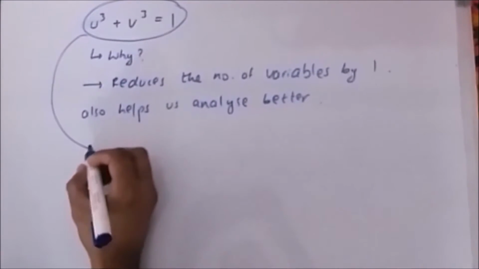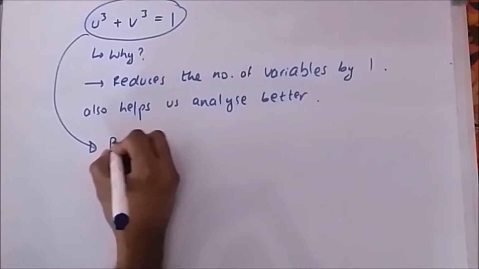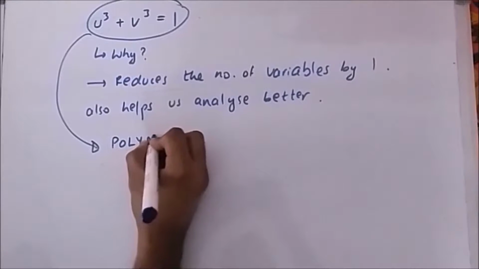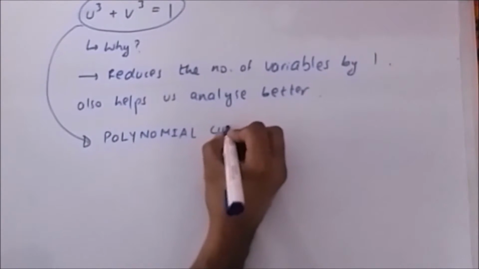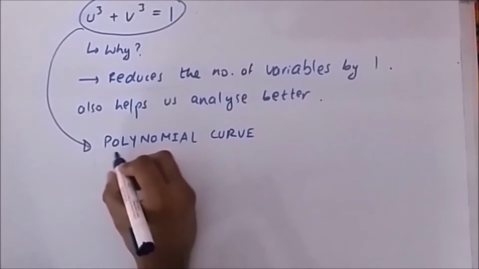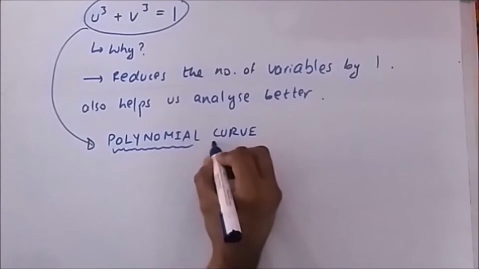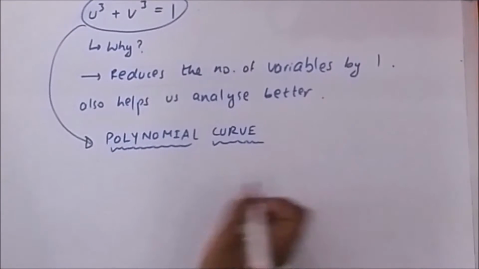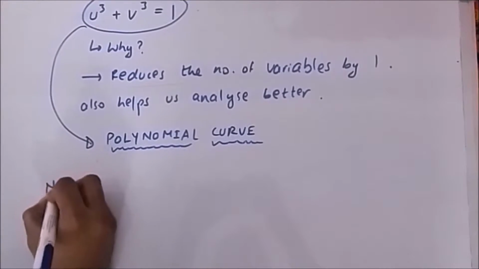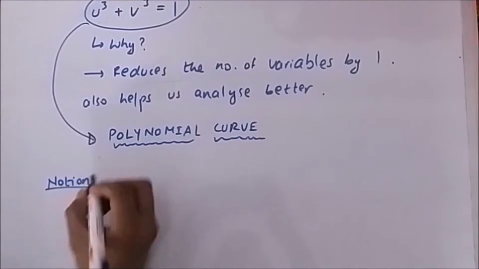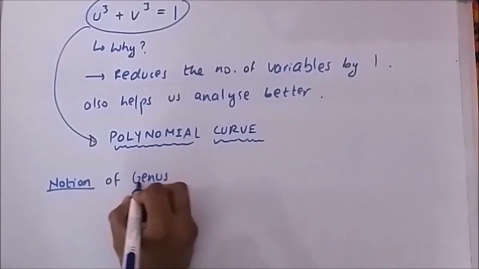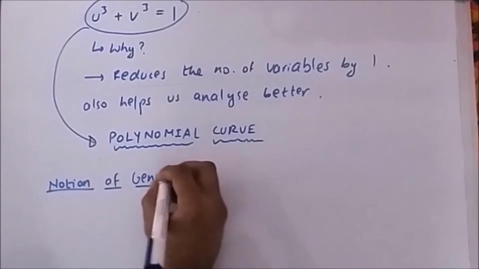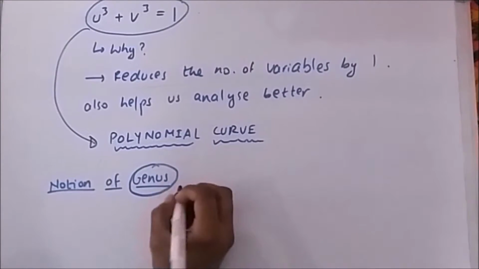Now, as we look forward, this is also called a polynomial curve, a polynomial curve of two variables where u and v are the variables. As you can see, this is what we aim for. We try to find how many rational points exist on this curve and how many rational points can exist on this curve. So before we go there, we'll introduce the notion of a genus.